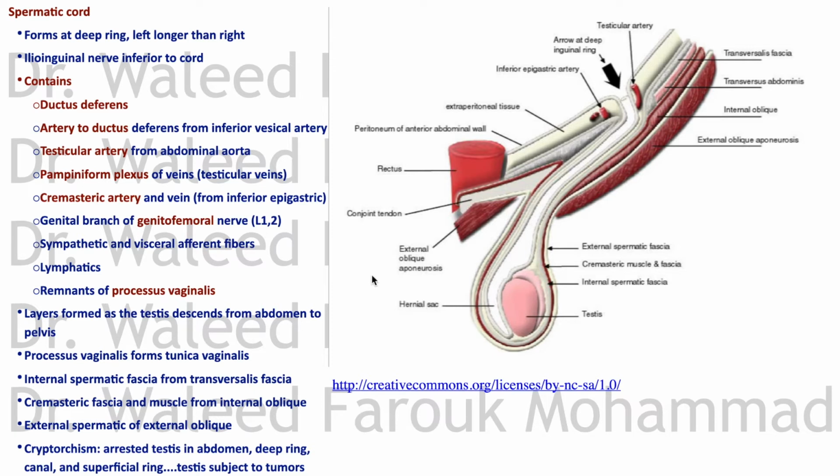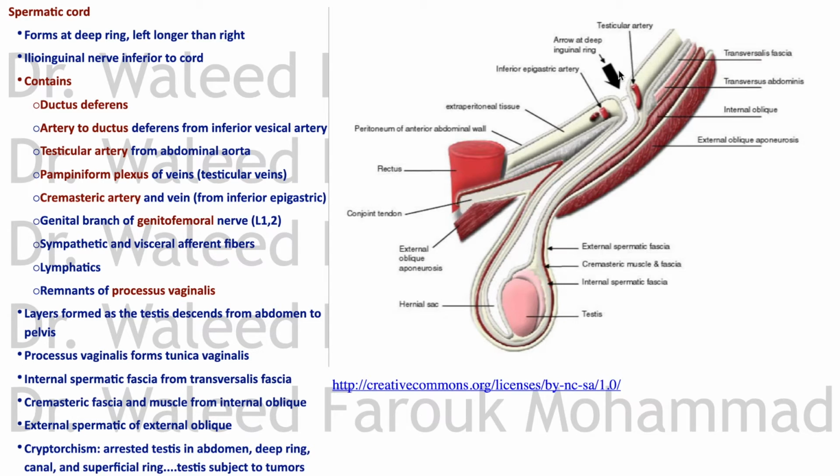Now, instead of learning the layers by heart, external spermatic fascia, cremasteric muscle, internal spermatic fascia, and tunica vaginalis, it's better to understand how they were formed. The testis was inside the pelvis, on the lateral pelvic wall, and descends, guided by a structure called the gubernaculum, guiding it through the deep ring, through the canal, and through the superficial ring.